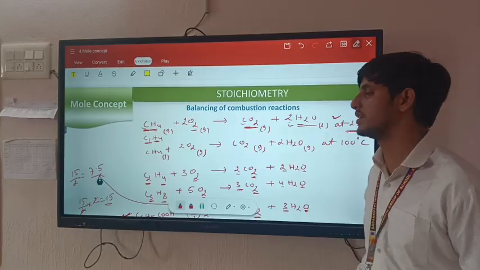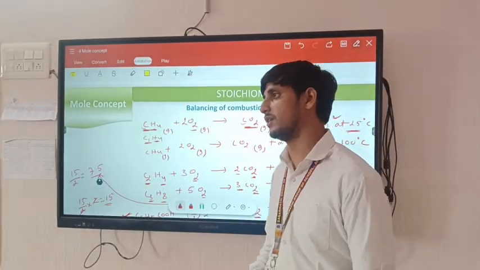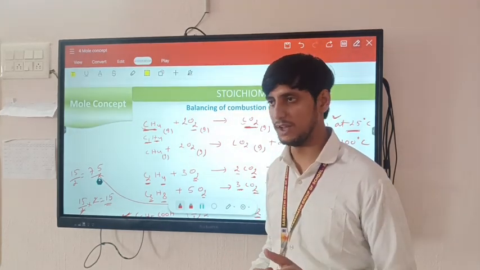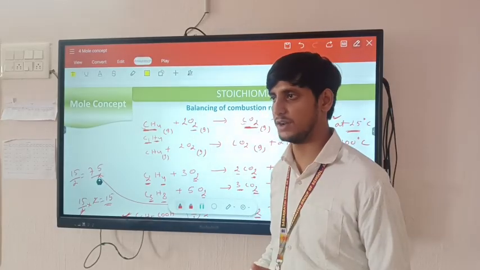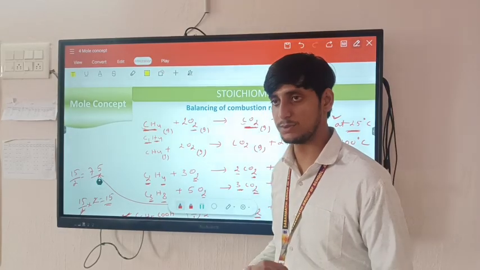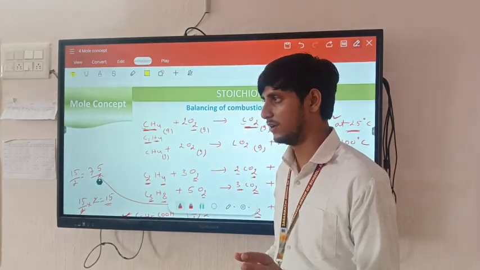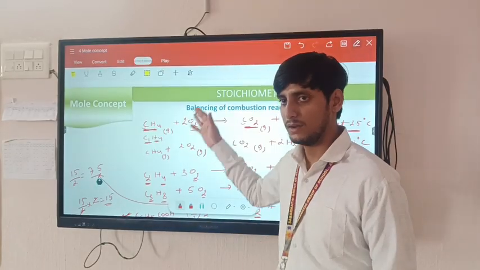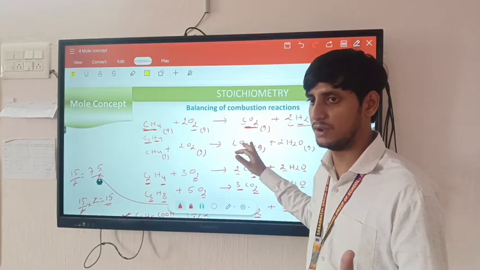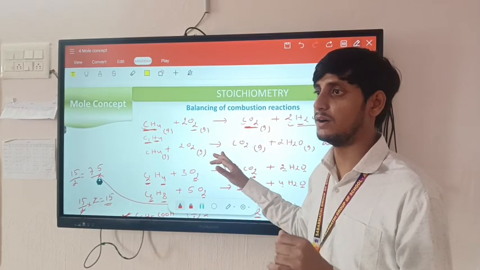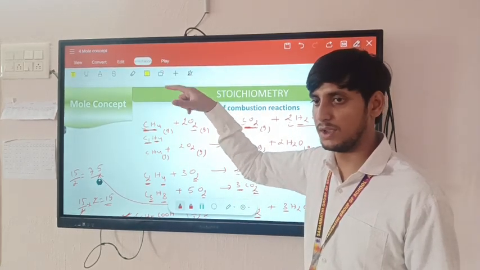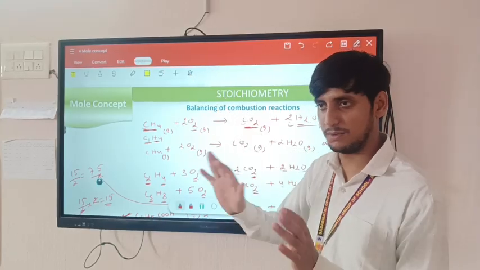Balancing of a combustion reaction. When organic compounds burn, what product is always formed? CO2 plus water molecules, right? Carbon dioxide plus water always form when organic compounds burn. And you know how to balance the combustion reactions, right? Already explained for unknown hydrocarbon compounds, with x oxygen and y by 2, like this chemical balanced equation.